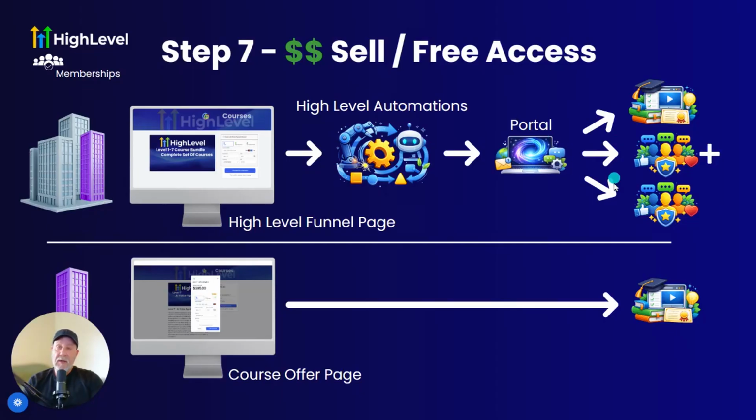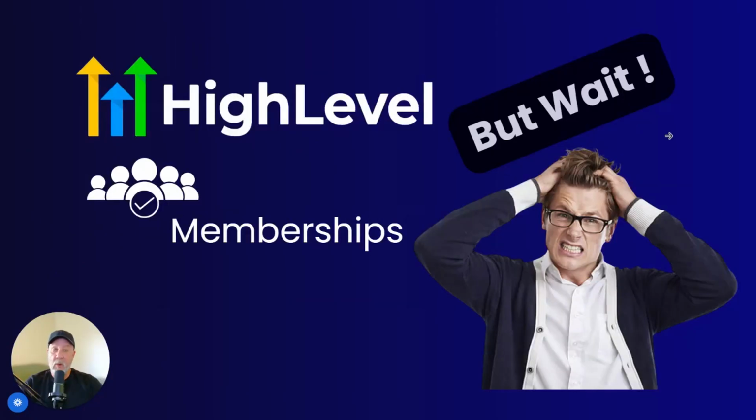Now, if you don't want to get into communities, you can always turn the communities off, run them through the funnel, run them through the automations, send them to the portal, and then send them straight to courses. If you don't have any courses and you want to just run a community, you can do the same thing. Run them through the funnel, run them through the automations, send them to the portal, and then send them to a community. But wait, there's more.